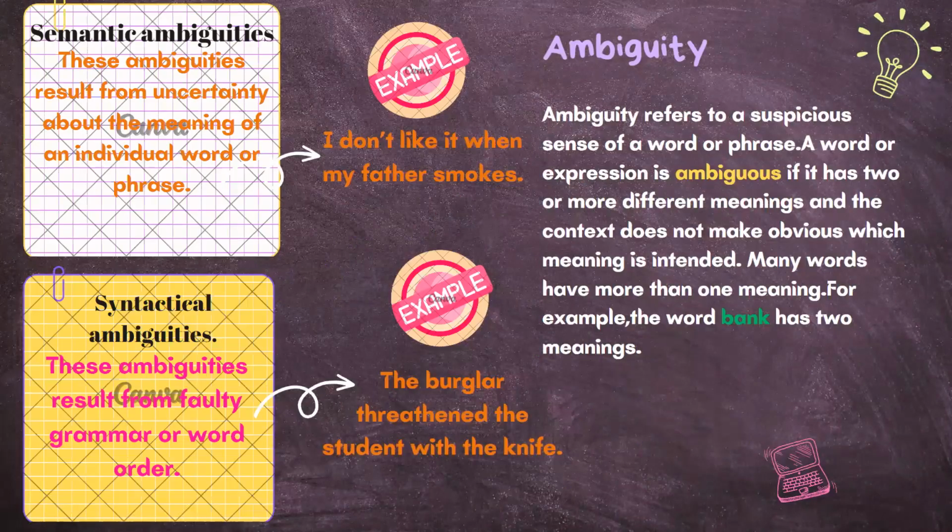And the other one, ambiguity. Ambiguity refers to the doubtful sense of a word or phrase. A word or expression is ambiguous if it has two or more different meanings and the context does not make obvious which meaning is intended. Many words have more than one meaning. For example, the word bank has two meanings, and the first one is a type of financial institution, and the second one is an area of land next to a river.